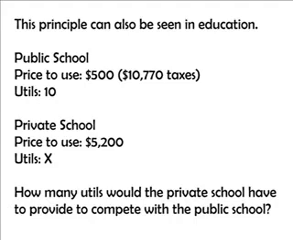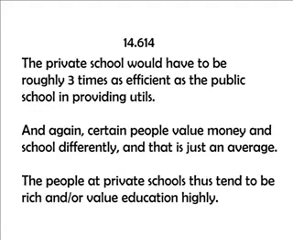The private school, the price to use is about $5,200. About $4,700 for tuition, and let's say about $500 for school supplies. Now, how many utils would the private school have to provide to be able to compete with the public school? The answer is 14.614 utils. The private school, because it's funded a lot less, would have to be roughly 3 times as efficient as the public school in providing utils.